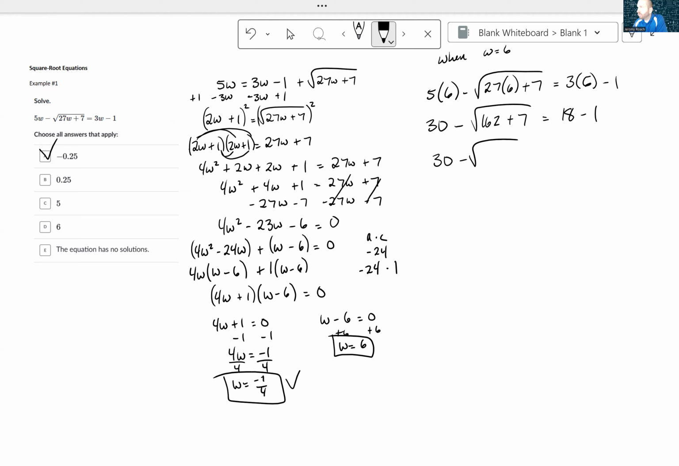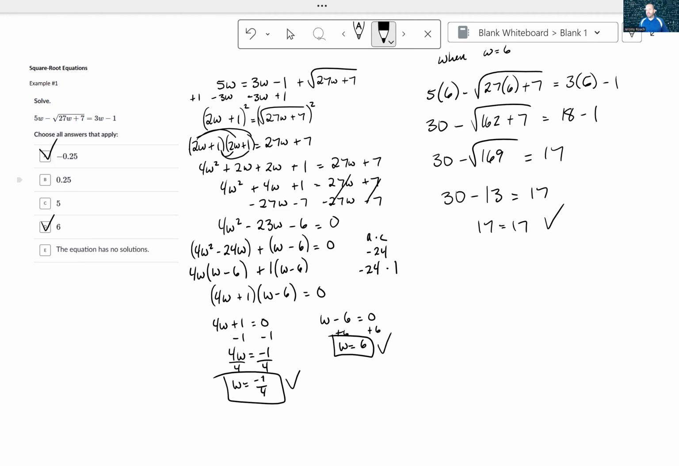30 minus the square root of 169 is equal to 17. 30 minus 13 equals 17. And we get 17 equals 17, and that's a true statement also. So W also equals 6. Okay, but we still had to check for those extraneous solutions.